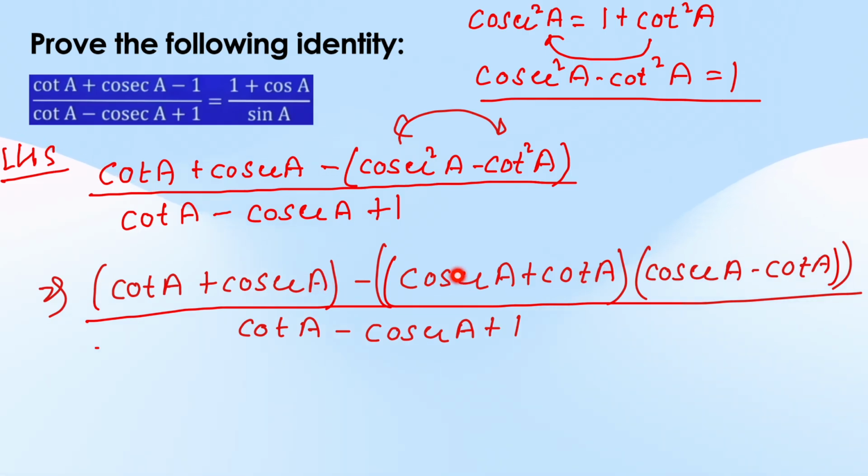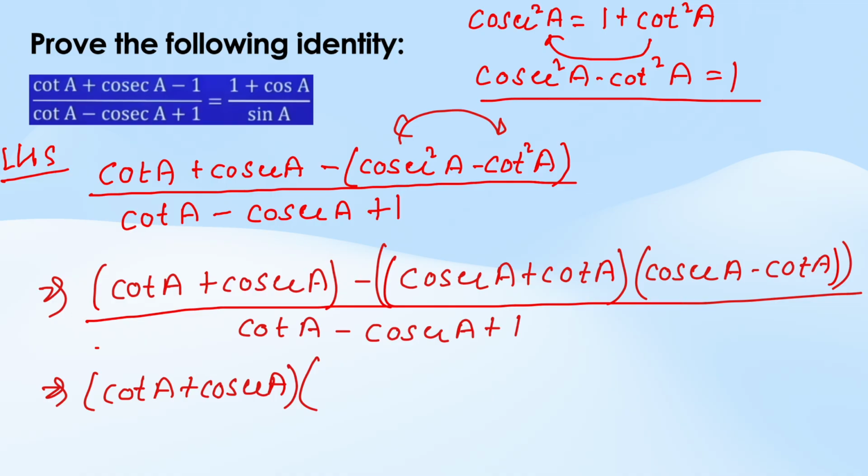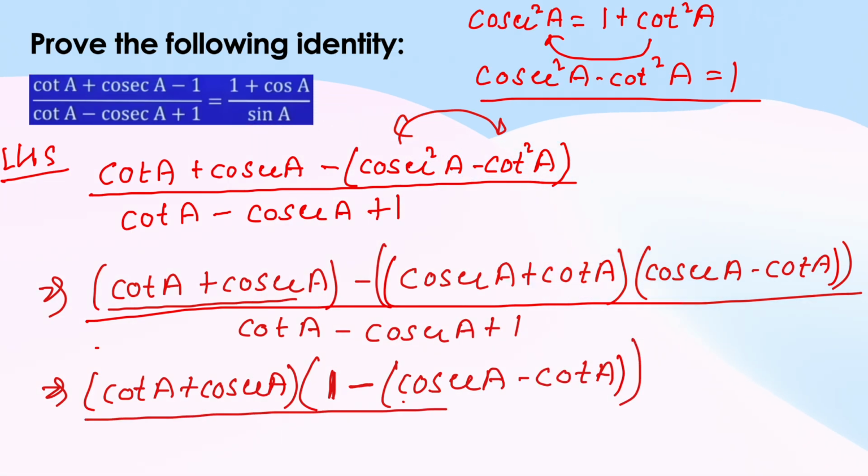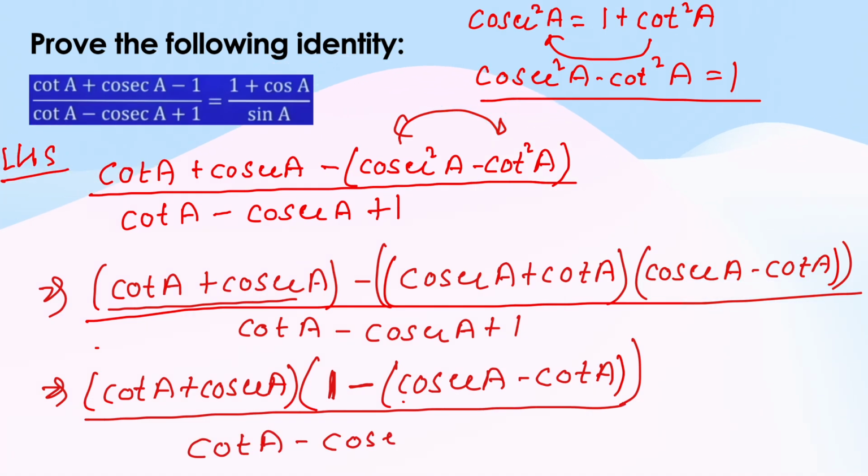Now see, we have cot A plus cosec A in this term. We have cot A plus cosec A in this term as well, right? So we can take it out common. Take it as common. Cot A plus cosec A, after taking out common, in the first term I will have 1 only, because everything else I have taken common. In the second term it will be cosec A minus cot A. Okay, and divided by cot A minus cosec A plus 1. Any doubt till this step?